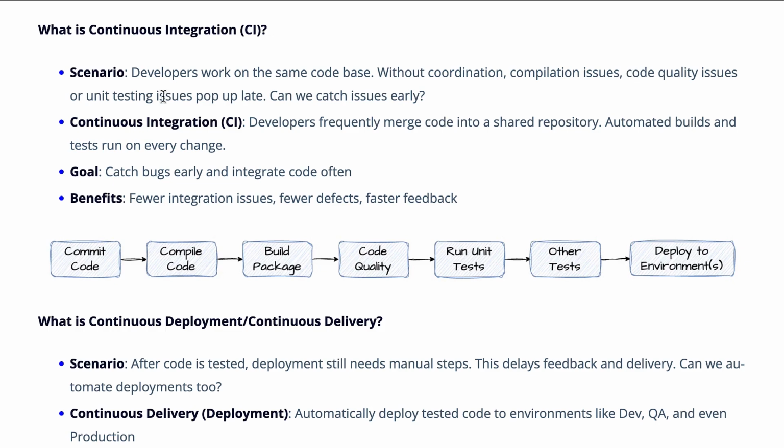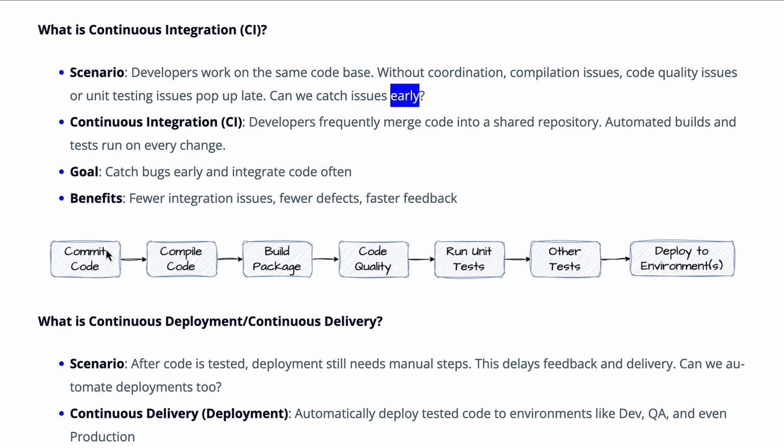If I'm deploying the code into an environment, at that point in time, if I see that there is a compilation issue or there is a code quality issue, that's not great. Can we catch these issues early? That's where continuous integration comes into picture. As soon as code is merged into a shared repository, can we run automated builds and tests on every change?